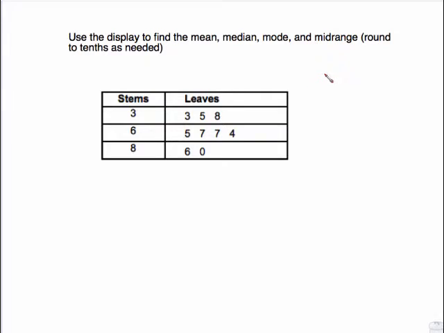With this stem and leaf problem, we do need to list out each of the data points. Remember the 3 with the 3 there means 33, then 35, 38, and we do want to list them in order because we're going to have to do the median eventually. So with the 6, we're going to write 64 before we write 65, and then the 2 67s. And for 8, we'll go 80, 86.